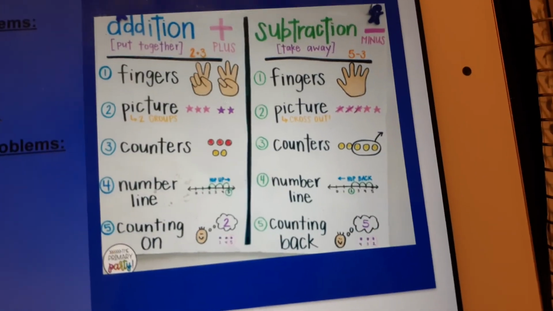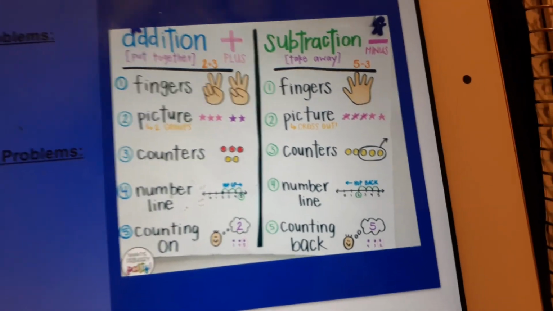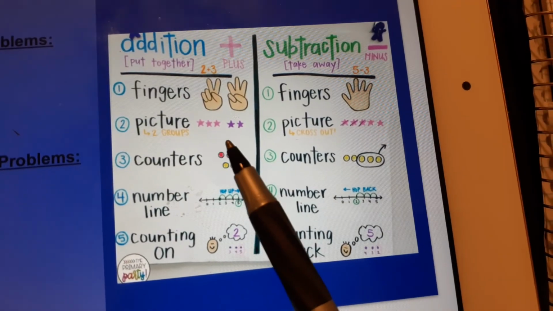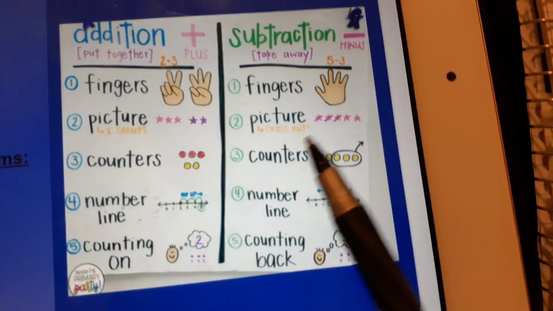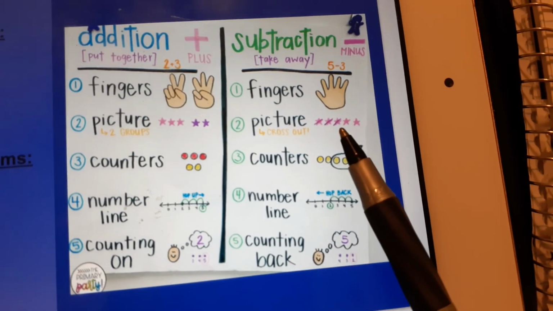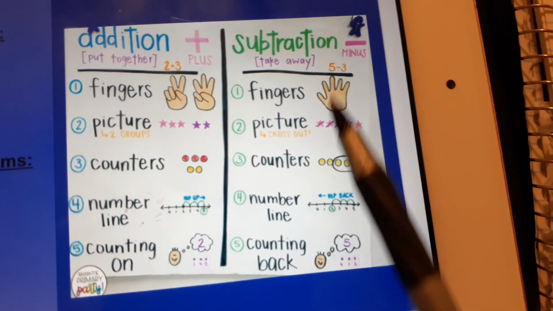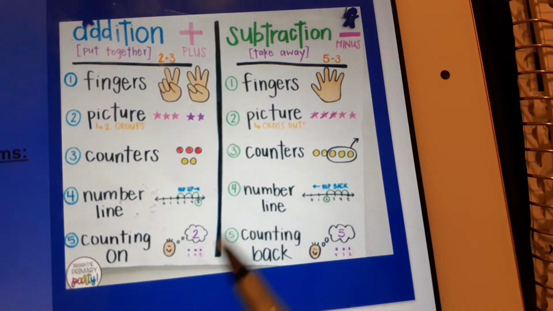We can draw pictures to show how many more. We see the stars over here, 3 stars, and then they're adding 2 more, so there's 5 stars. Or we can show pictures and cross out stars, or cross out whatever pictures we have when we're subtracting. So if we're taking away 3, boom, boom, boom.